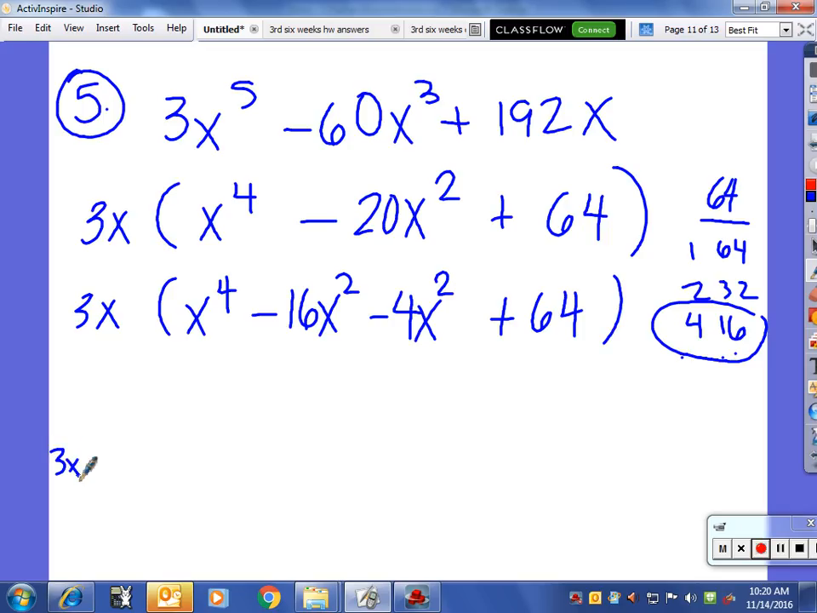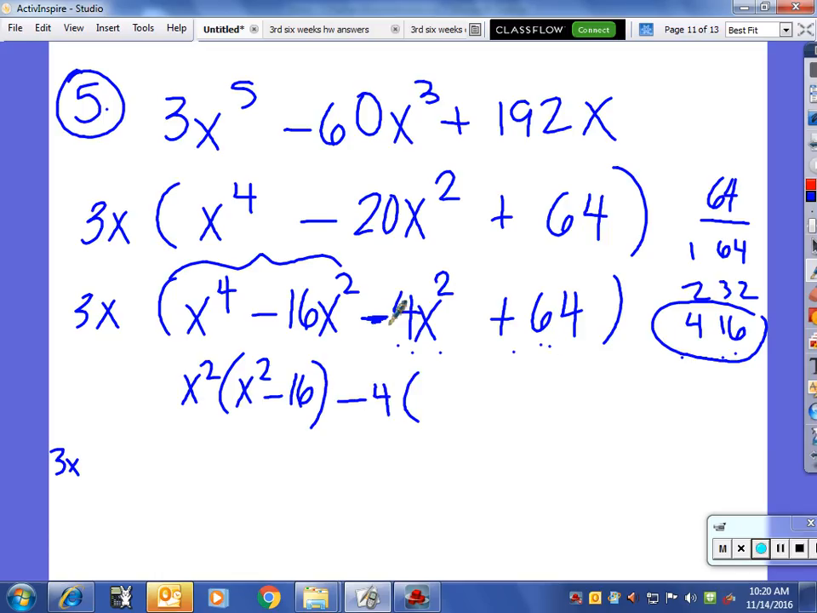Okay, keep on bringing down that 3x. Just don't forget about it. Now, let's talk about this. What's the GCF of the first two? x squared. And what are you left with? x squared minus 16. What's the GCF here? A 4, but I need to take out a negative 4 because this sign right here is a minus sign. If I take out a negative 4, I'm left with x squared minus 16. So now I take out an x squared minus 16, and guess what I'm left with?